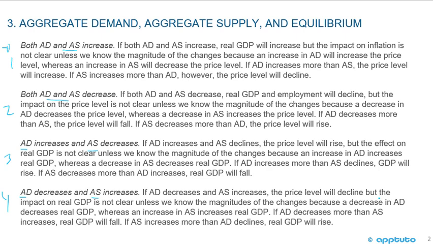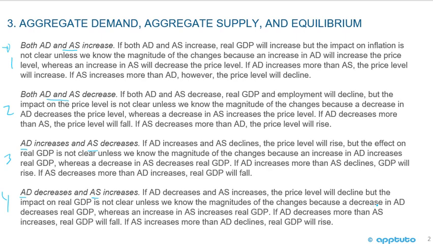Looking at the third case, it's when aggregate demand increases and aggregate supply decreases. If aggregate demand increases and aggregate supply declines, the price level will rise, but the effect on real GDP is not clear unless we know the magnitude of the changes, because an increase in aggregate demand increases real GDP, whereas a decrease in aggregate supply decreases real GDP. If aggregate demand increases more than aggregate supply declines, GDP will rise. If aggregate supply decreases more than aggregate demand increases, real GDP will fall.